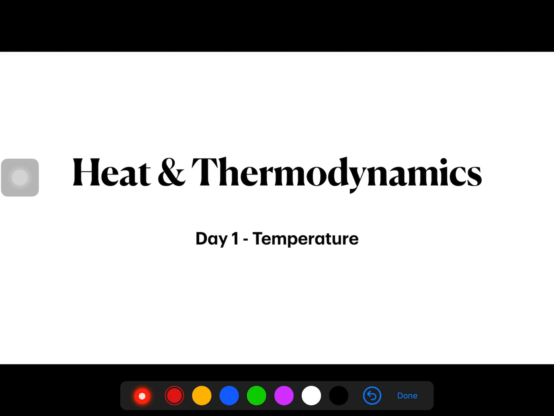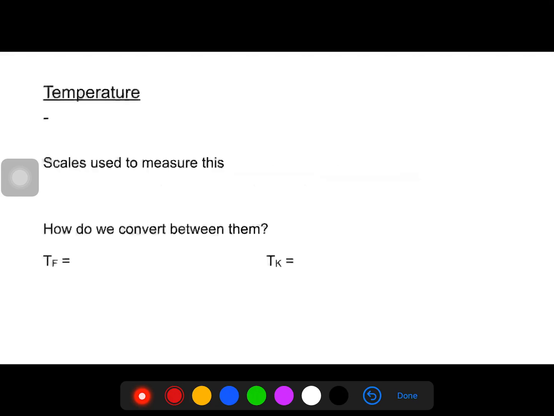So we're going to be going into a unit on heat and thermodynamics. There's going to be some overlap with what we did in chemistry, so some of this will be a little bit familiar, but today is really just starting with the basics of temperature and what temperature is.